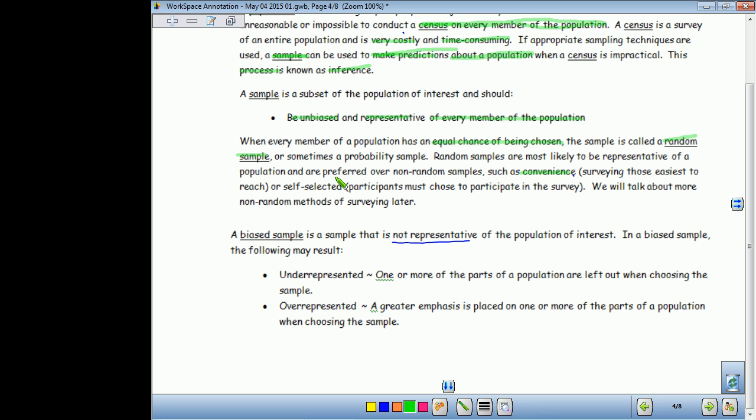Because that happens with somewhat regularity at the Chick-fil-A, I'm very curious as to their method of choosing, and we'll talk about that when we get to the different types of samples. Look at my receipts. So we're going to talk about the non-random methods for surveying in just a minute.